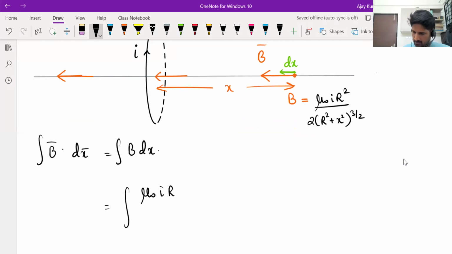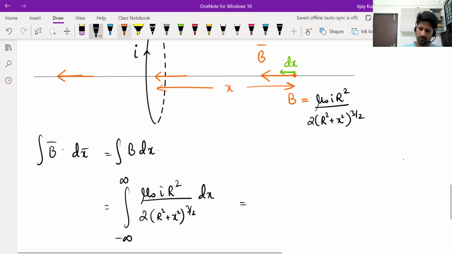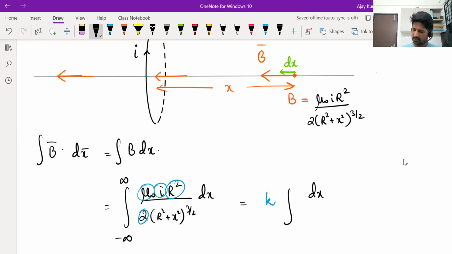Okay, so we need to integrate mu naught I r square by 2 into (r square plus x square) whole power 3 by 2 dx from x equal to minus infinity to x equal to plus infinity. Let's put the constants outside. What are all the constants? Mu naught I r square by 2. These are all constants. Put them aside. I'll call it k. You will be left with the integral of dx by (r square plus x square) whole power 3 by 2. Any idea how to integrate this?